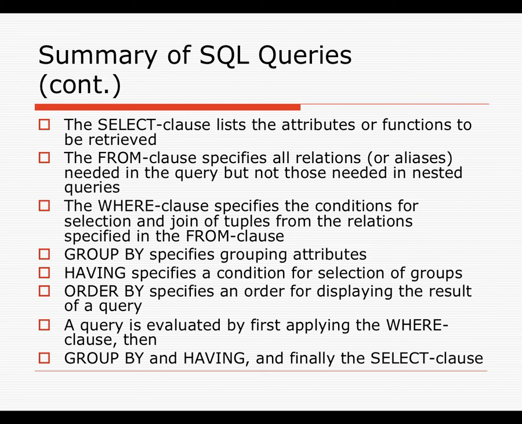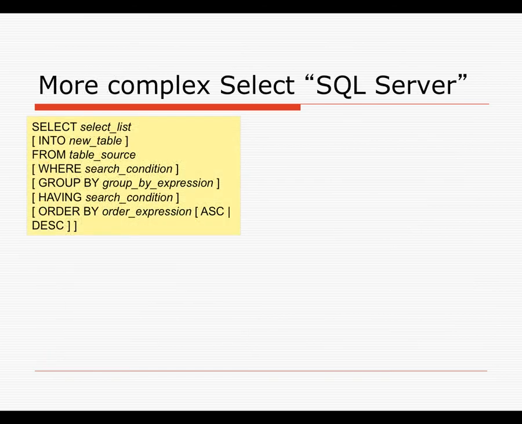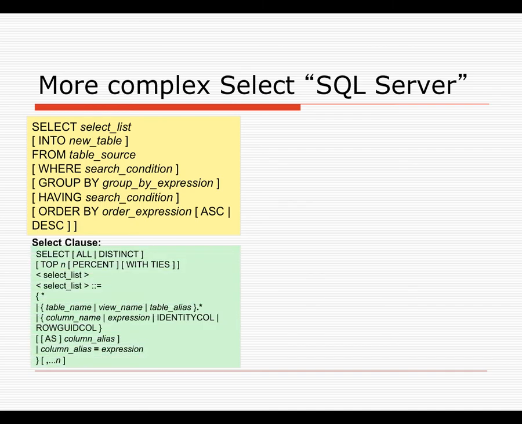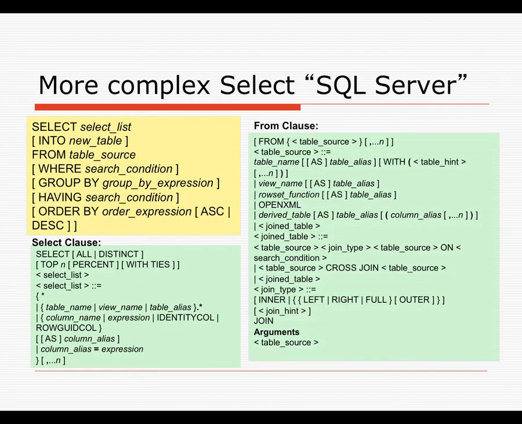Now, you always have to make sure the query is going to be evaluated by first applying the where clause. So select from where, and group by, having, and finally the select clause. So if we were looking at some more complex statements from a SQL Server perspective, you'll see select list into a new table, from, where, group by, having, and order by. And these again are just examples of some more complex statements, not for today's lecture.